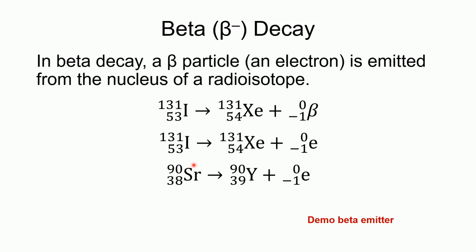Another example of beta decay is strontium-90. Strontium-90 will undergo beta decay to give us yttrium-90 and the beta particle. And again, you'll see 90 equals 90 plus 0, and 38 is equal to 39 plus -1. Again, normally I would have a beta emitter and I would show you how it worked on our radiation detector, but I do not have that with me today.